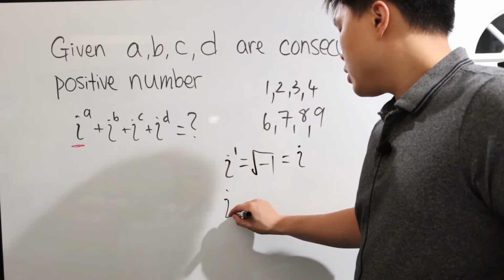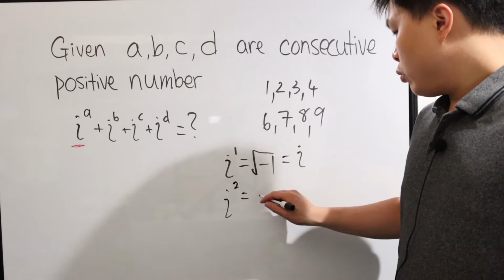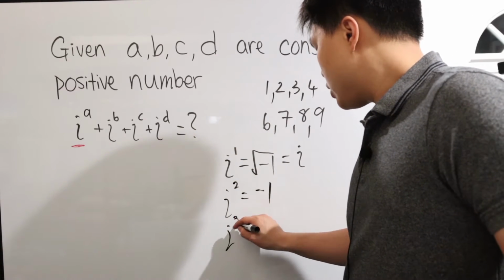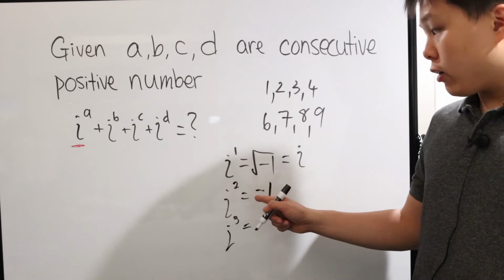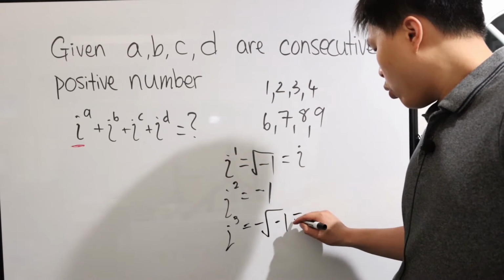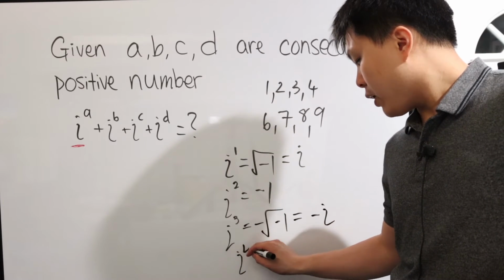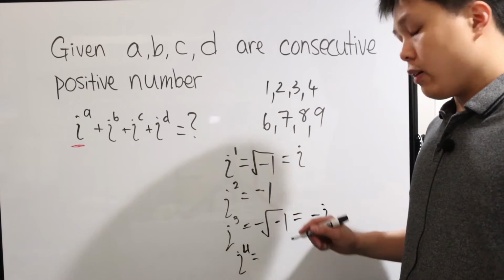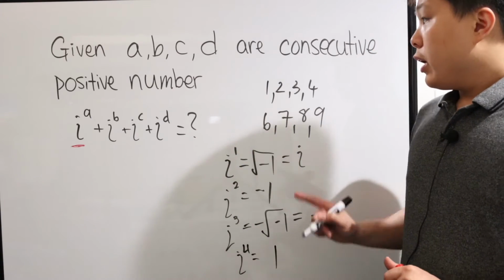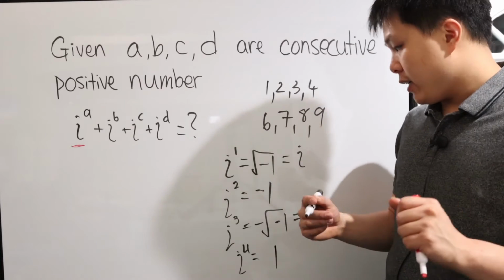Now, i to the second power, we know that it's the square root of -1 times itself, which gives us -1. Great. Then we have i to the third power, which is the same as i to the second power times i. It's going to give us negative square root of -1, or -i. And the last one is i to the fourth power, which gives us -1 times -1, which is 1. Now, remember, this is all imaginary numbers. Now, we're talking about A, B, C, and D being positive consecutive numbers.